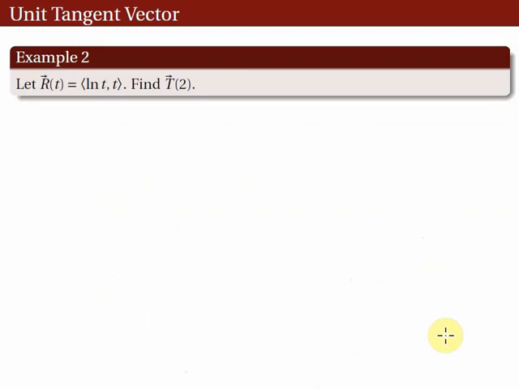So next example, let r of t be equal to ln of t comma t. Find the unit tangent vector at 2. First, let's note that we have here ln of t, and it is defined whenever t is greater than 0. Hence, the domain of r is the interval 0, plus infinity.